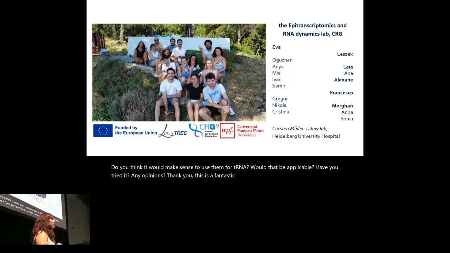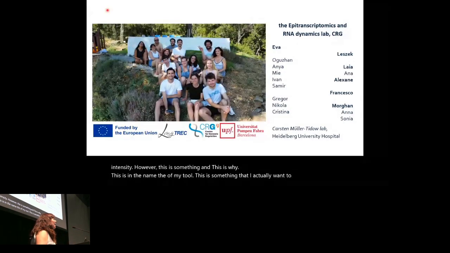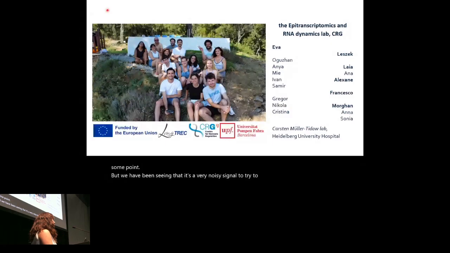This is something that we've mostly applied in the lab with mRNAs and rRNAs. tRNAs are very noisy, so it's not very easy to distinguish the actual intensity and the differences in intensity. However, this is something, and this is why it is in the name of my tool, that I actually want to incorporate at some point. But we have been seeing that it's a very noisy signal to try to deconvolve. So for now, base calling errors are our best bet.